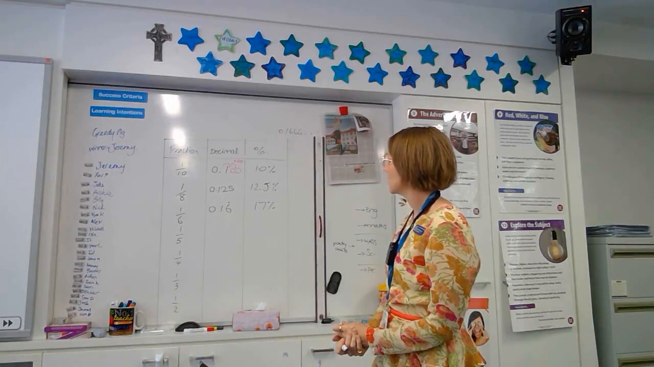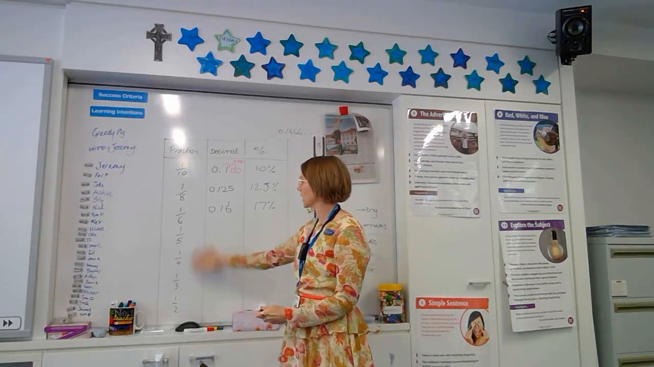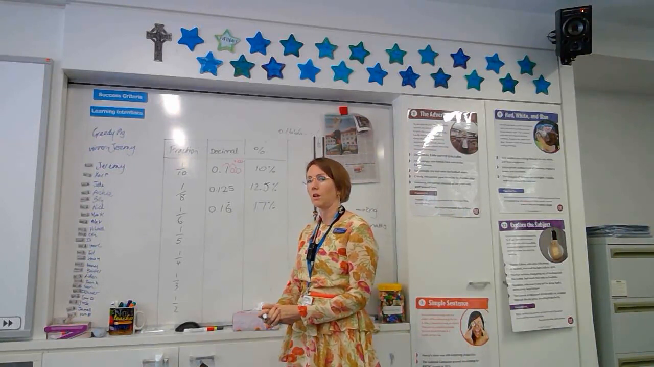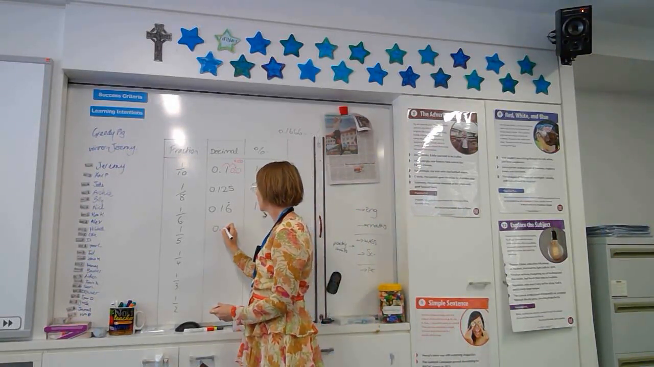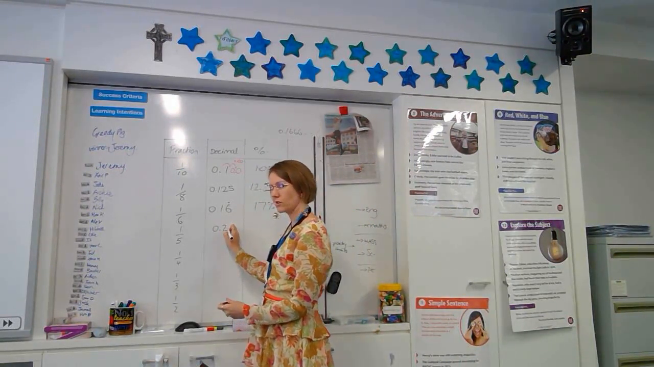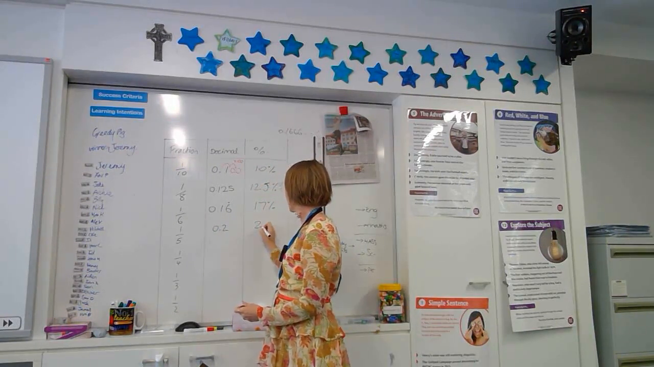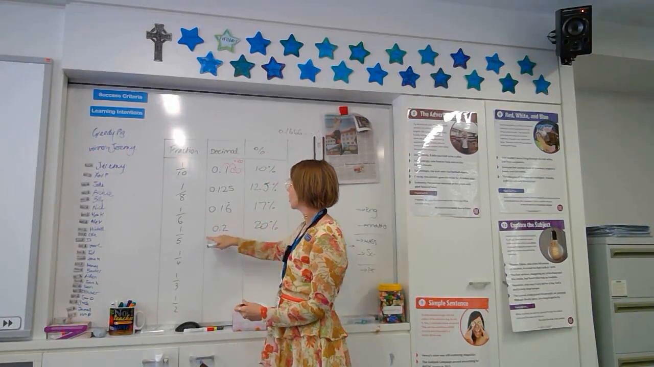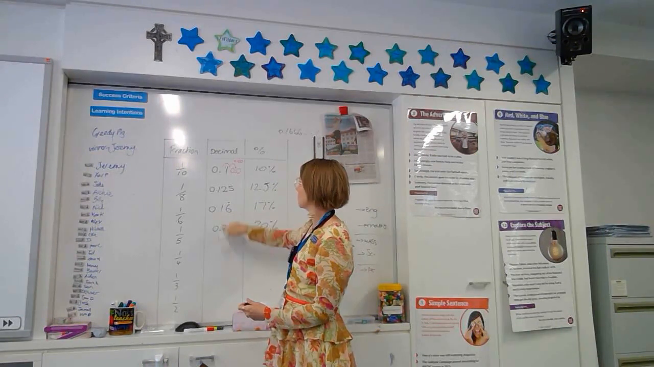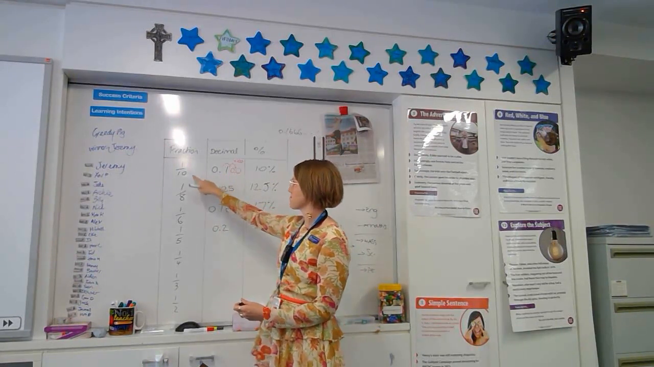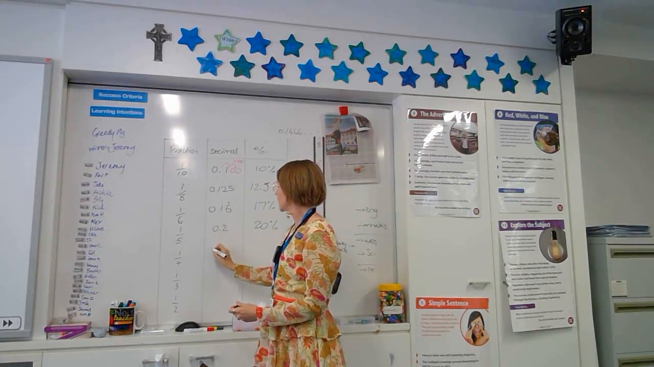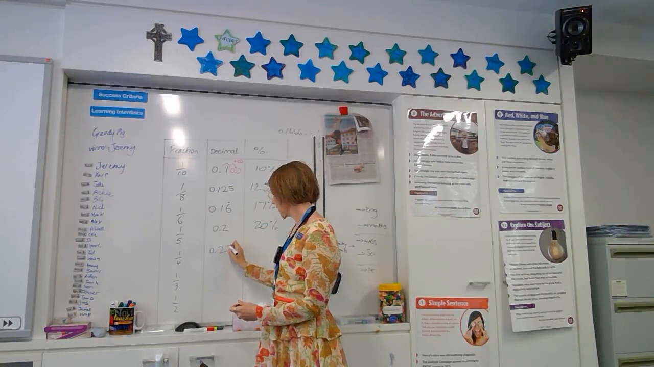Okay. 1/5. These should be really automatic, the rest of these. 1/5. 0.2. So that's 20%. Okay, so you notice that 0.2 is double the 0.1. Okay, this is 0.25. Yep.